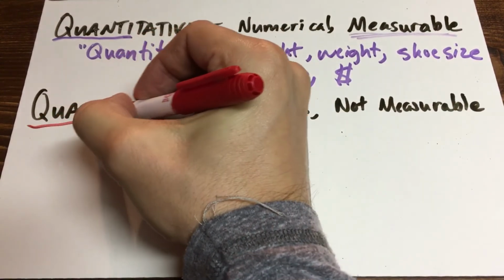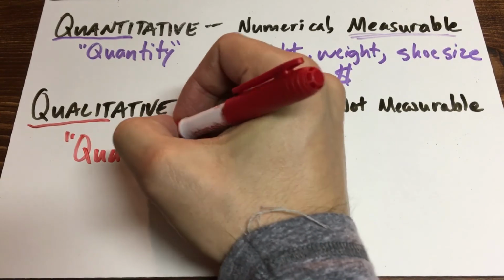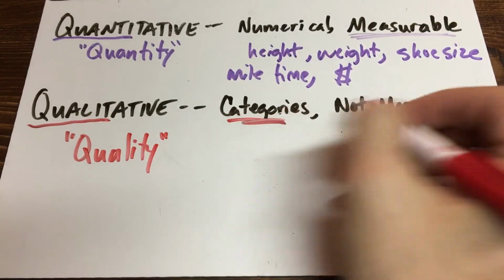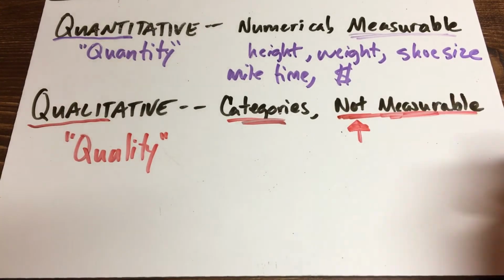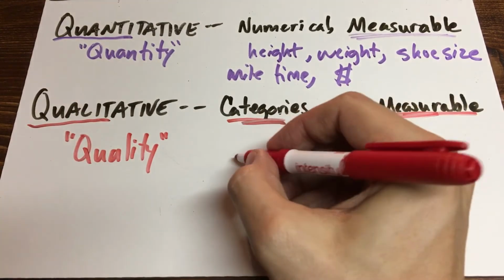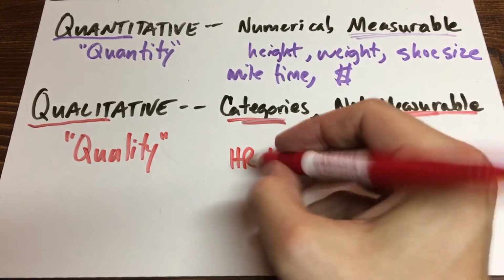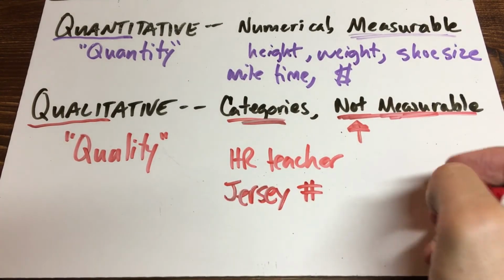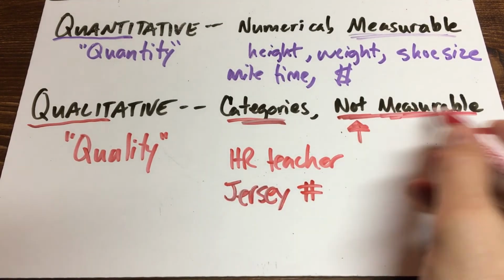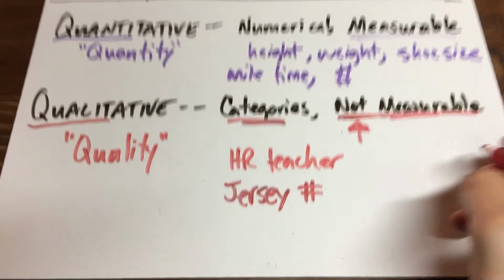The other is qualitative. This is talking more about the quality or just the characteristics, the categories. It is not measurable. Like who your homeroom teacher was, or if I said like your jersey number for the sport that you played. Okay, is that actually a number? Yeah, but can I measure your jersey number? Is there a reason that you got number 7 and the person next to you got number 12? Like, no, there's no measurement.